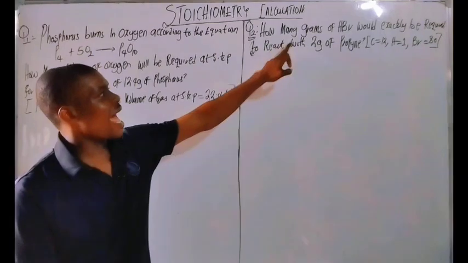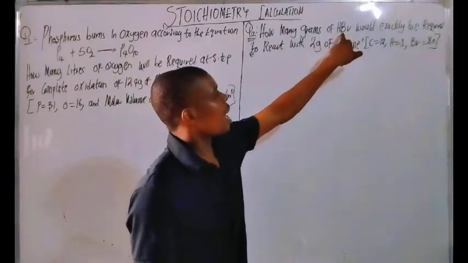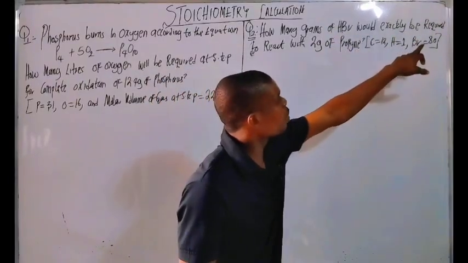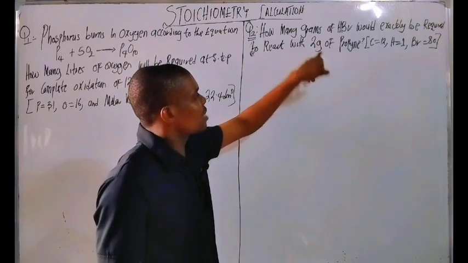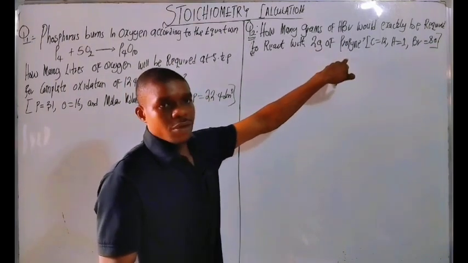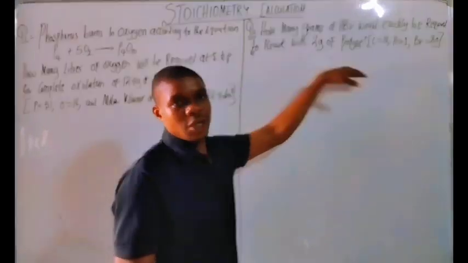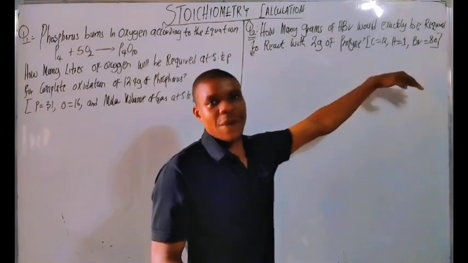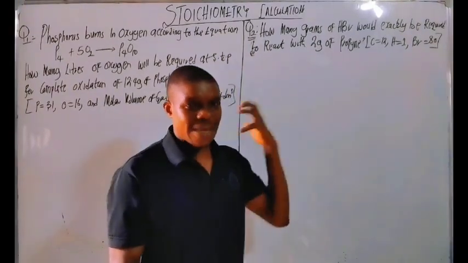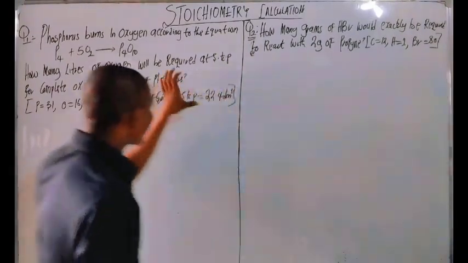Unlike this question, which says: how many grams of HBr, hydrogen bromide, will be required to react with 2 grams of propane. You can see that this one does not give us the balanced chemical equation, so we have to write it ourselves. But now let's start with the first one.